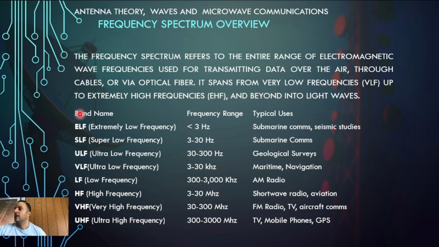So starting from extremely low frequencies, less than 3 Hz, they are used for submarine communications and seismic studies. Given they have lower frequencies, so longer wavelengths, they can penetrate deeper underneath the earth and in different rock formations within the ocean. SLF, super low frequency, 3 to 30 Hertz, for submarine communications as well. ULF, or ultra low frequency, 300 to 3000 Hertz, for geological surveys.